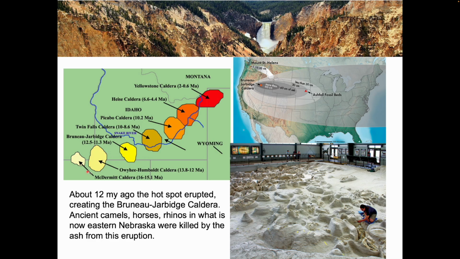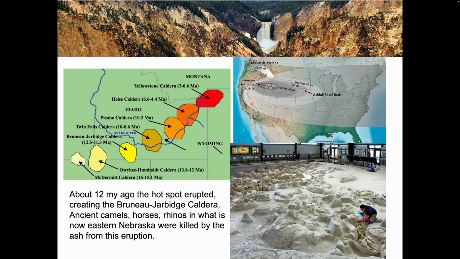And then it cooled off, and the plate kept moving, so then a few dozen miles to the east we get another caldera. This one, the Bruno-Jarbidge caldera, was active about 12.5 to 11.3 million years ago. The hotspot erupted in that place at that time, and it was a very large eruption. All the way across into Nebraska, we had over a foot of ash deposited. And that's from Idaho to Nebraska.